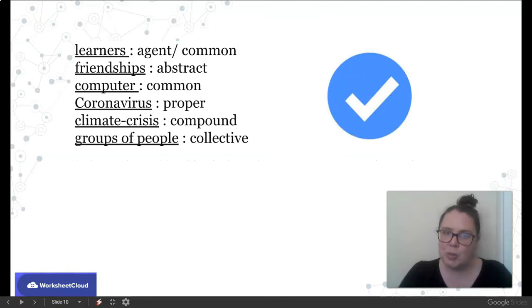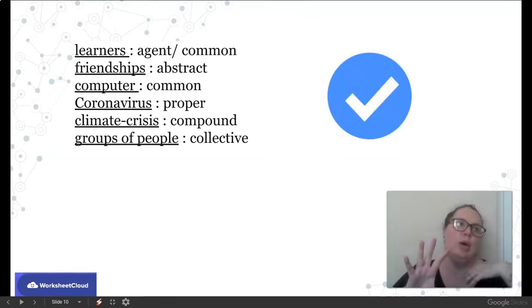All right, I hope you guys were able to pull out exactly what type of nouns they were. So the first one was learners. You could say common, but you could also say agent because to learn is a verb plus the suffix er or plural ers. We now have a person, a learner. Friendships are abstract. You can't put it in a box. It's a feeling, and you also can't use the senses to touch or taste or feel it.